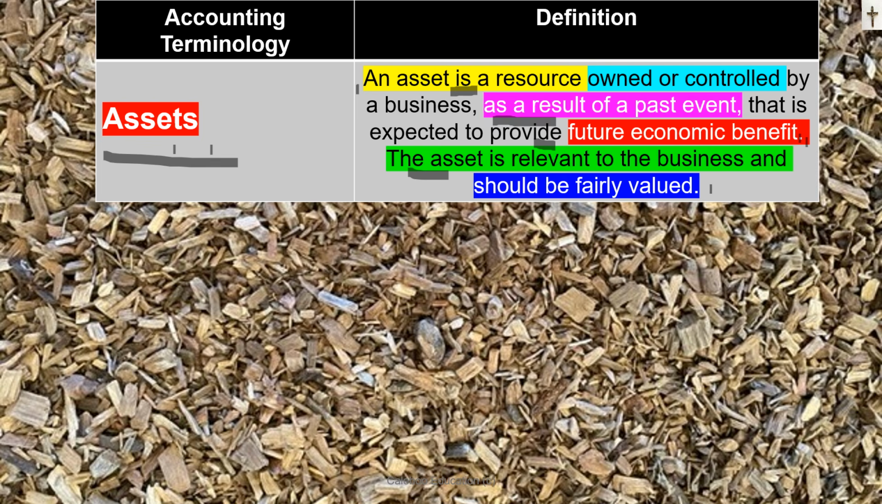And this asset, equipment, should be fairly valued. So after 1 year, the equipment is not going to be worth R1 million anymore. It's now worth 900,000. We're not supposed to overstate our assets, so we depreciate the assets.